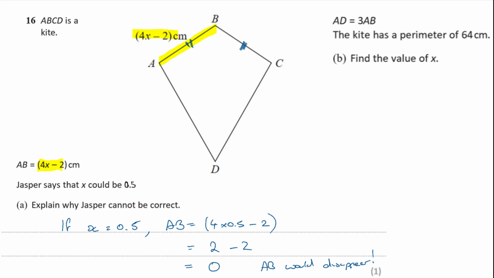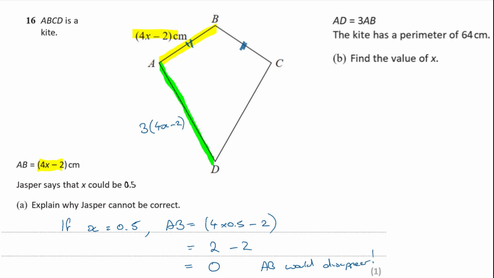Okay, and then onto part B, AD equals 3 lots of AB. The kite has perimeter of 64. Write down the value of x. So we're told that AD, that's this side here, is going to be 3 lots of AB. AB is 4x minus 2. So 3 lots of that would be 3 lots of 4x minus 2.